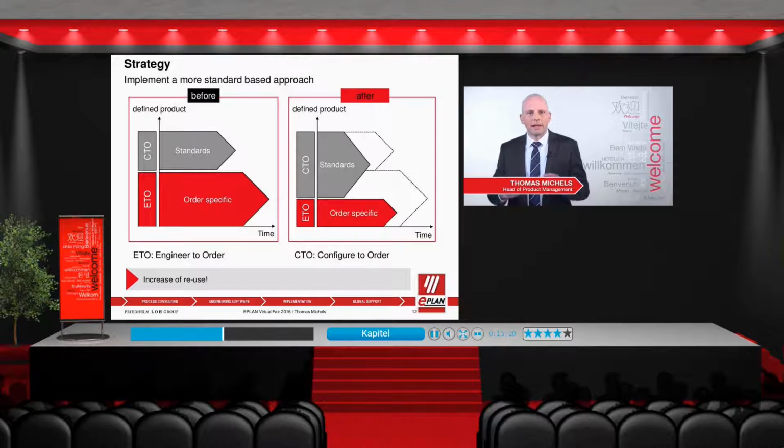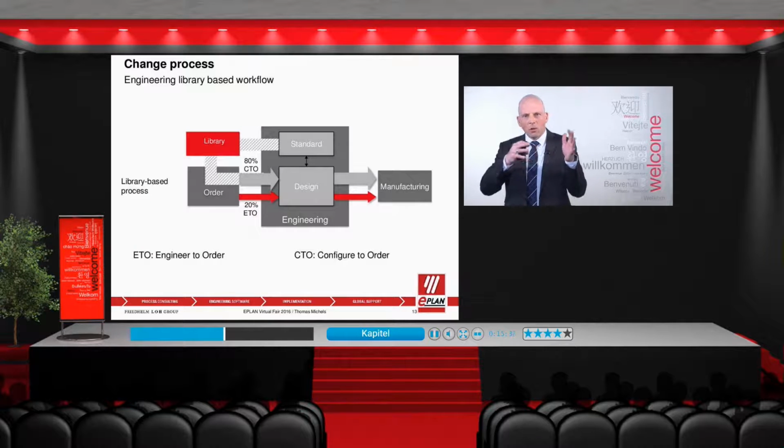And on the other hand, the ETO, so the specific work, is shrunk to a minimum. Maybe let's think about a ratio of 80% standard, 20% engineering to order or specific work. So the general idea behind that is to switch from only acting project phase or project focused, to think about really designing or defining an engineering library.